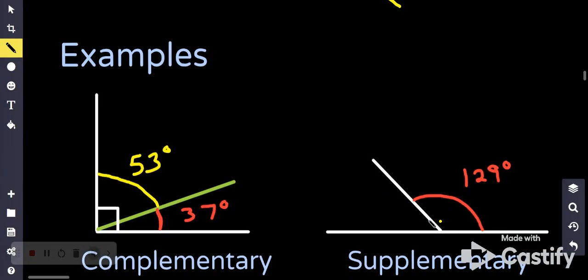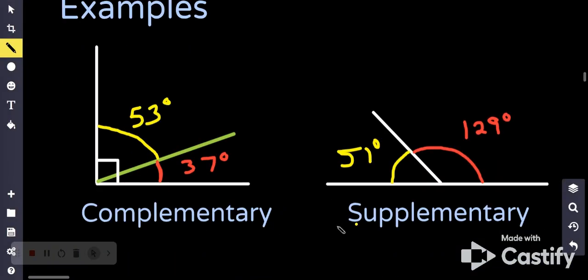As opposed to supplementary, where that adds up to 180. So instead of saying what plus what equals 90, you're saying what plus what equals 180. And so in this case, that would be 129 plus what? 51 degrees. Okay? So that's what those two words mean. If you see those in your textbooks, complementary means adding up to 90. Supplementary means adding up to 180.